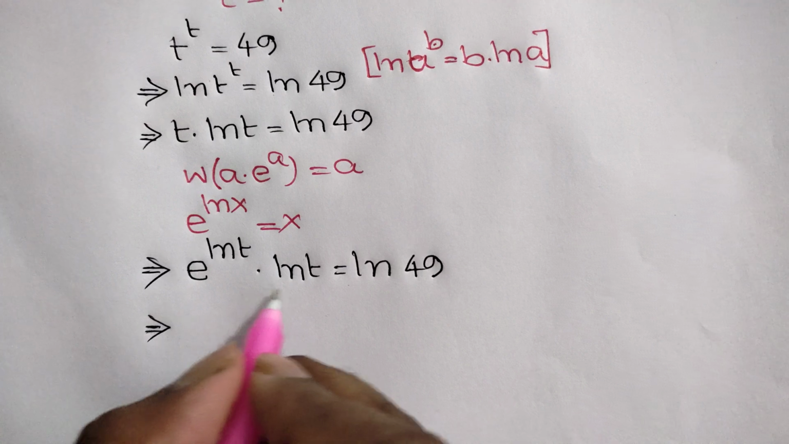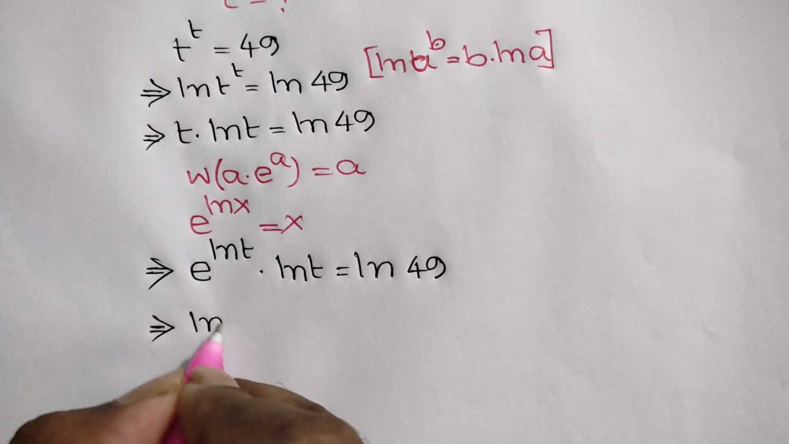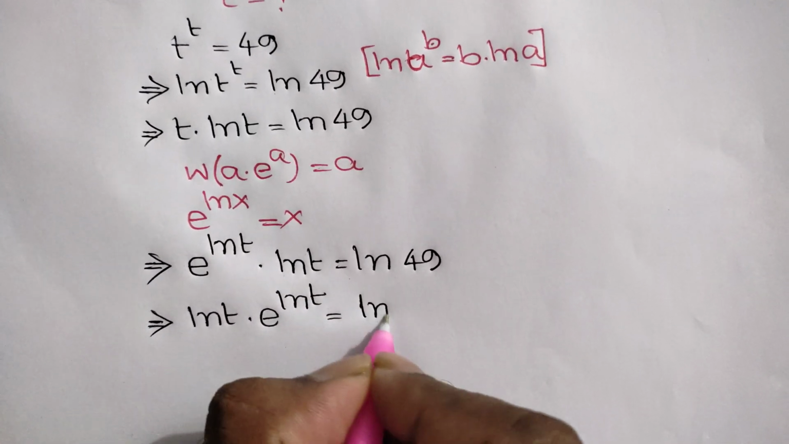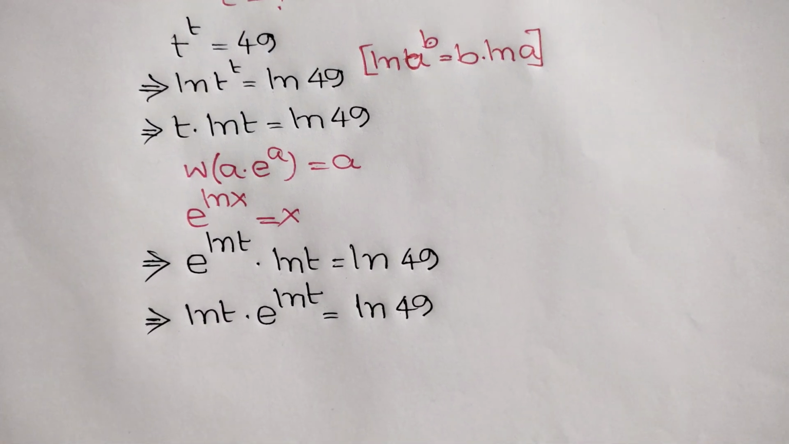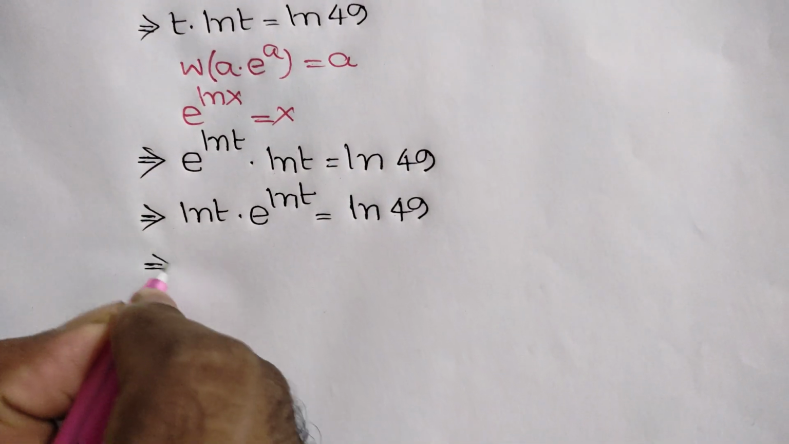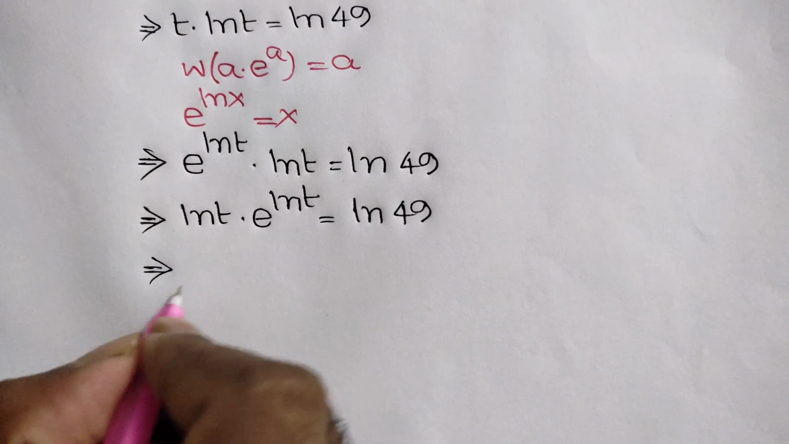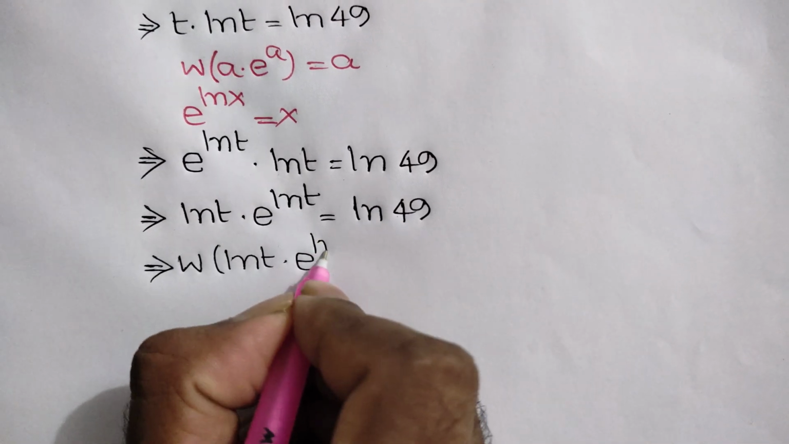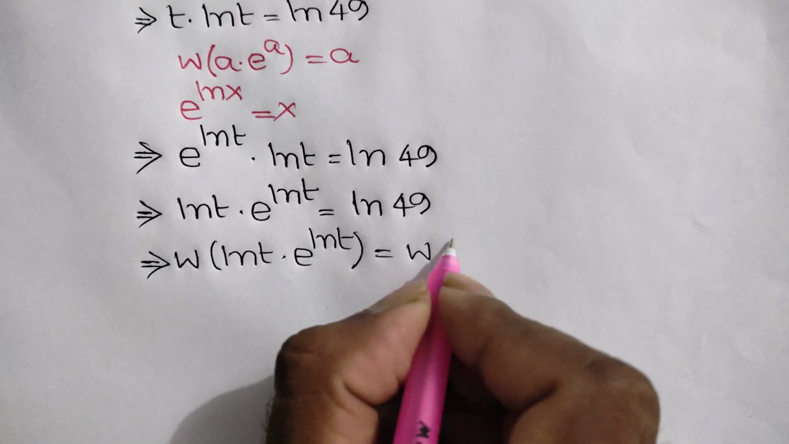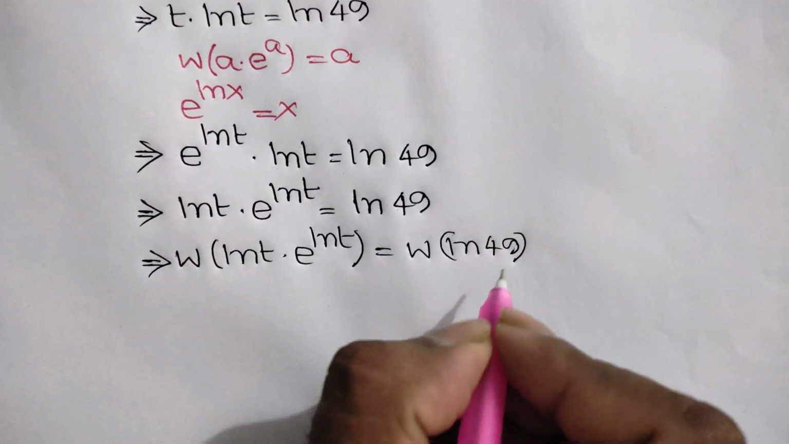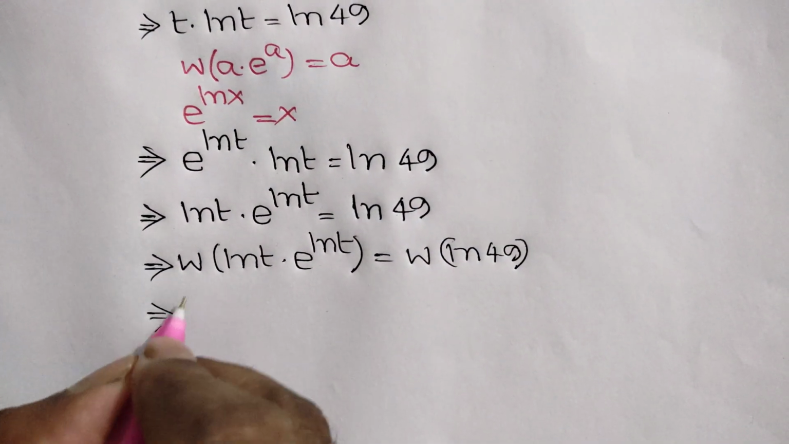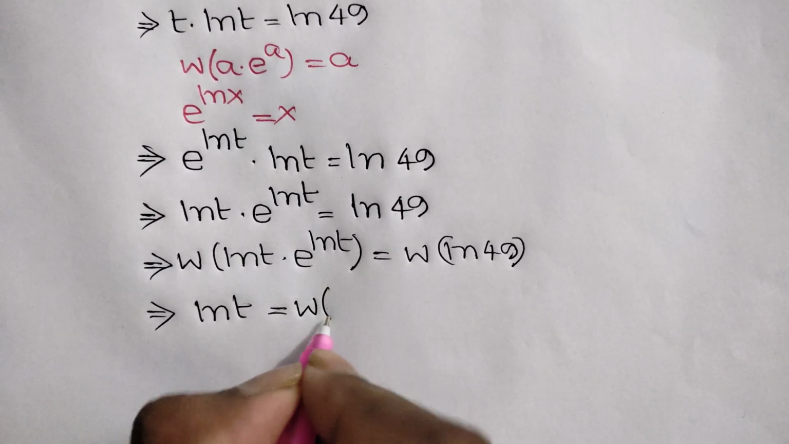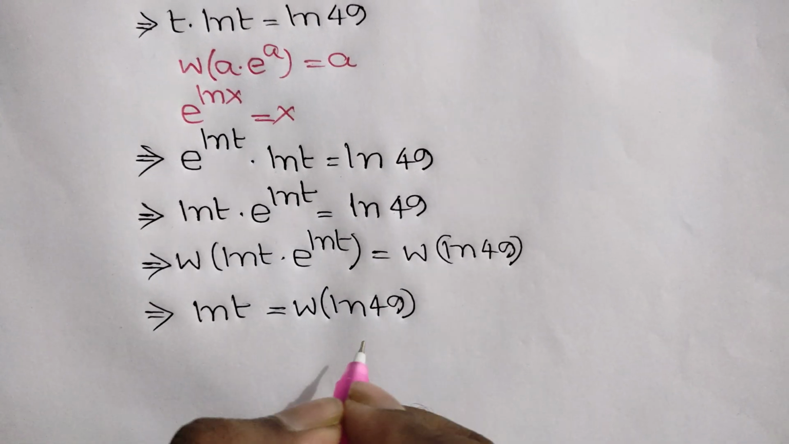Now rearranging the left side we can write here ln of t times e to the power ln of t is equal to ln of 49. Now taking the Lambert W function on both sides we can write W of ln of t times e to the power ln of t is equal to W of ln of 49. Now here we will get ln of t is equal to W of ln of 49.